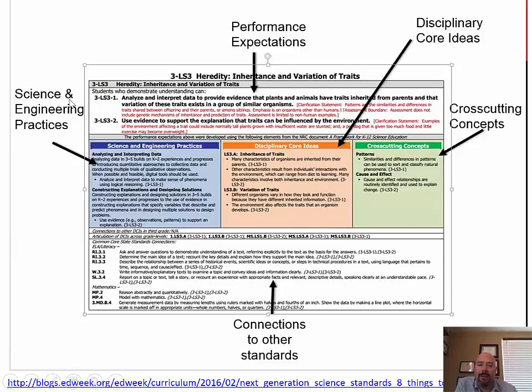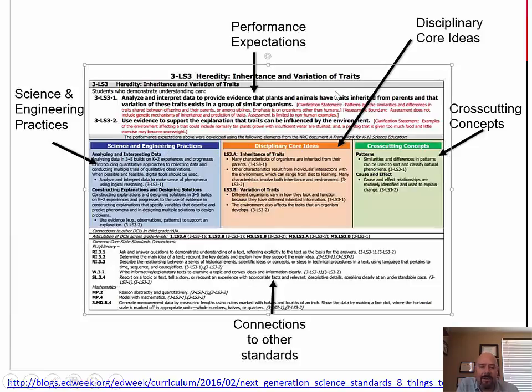At the very top here is the actual performance expectation. Notice this is not just what kids are expected to know, it's what kids are expected to do. This is 3rd grade, life science 3-1: Analyze and interpret data to provide evidence that plants and animals have traits inherited from parents and that variation of these traits exists in a group of similar organisms. So kids are expected to analyze and interpret data and provide evidence. They're asked to do quite a bit here.